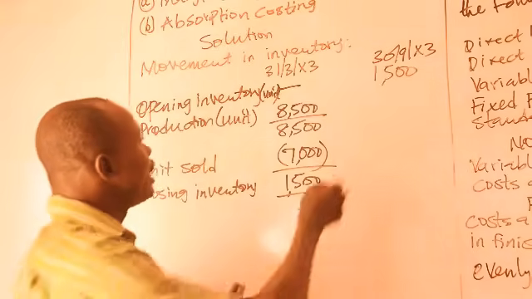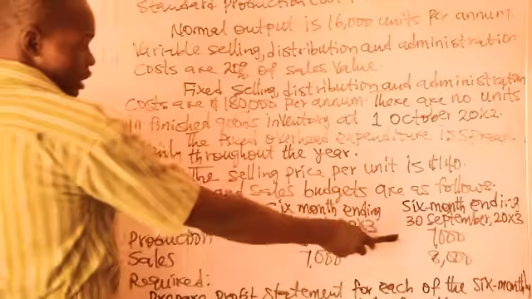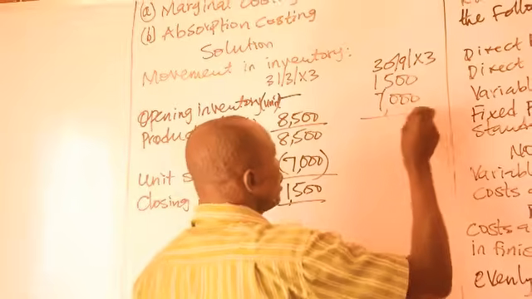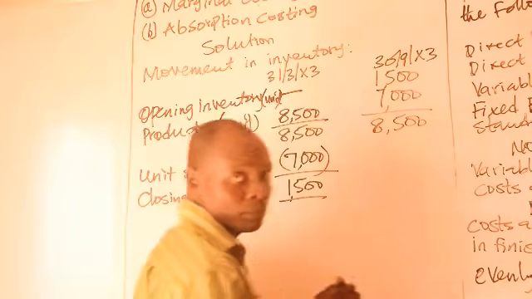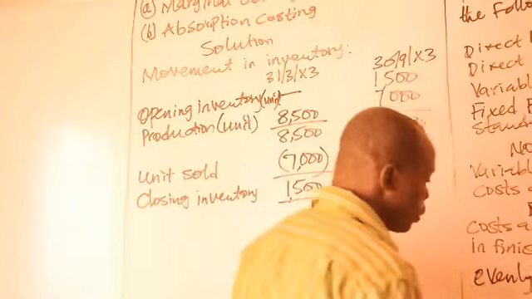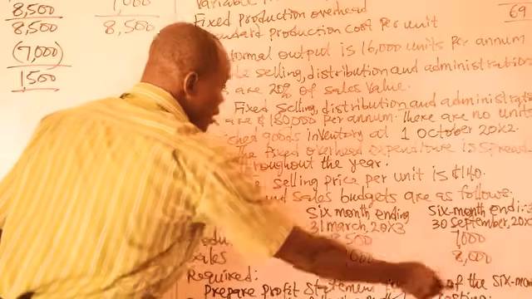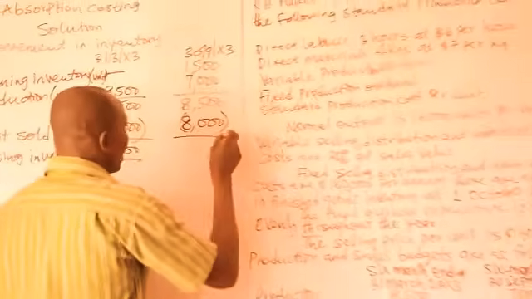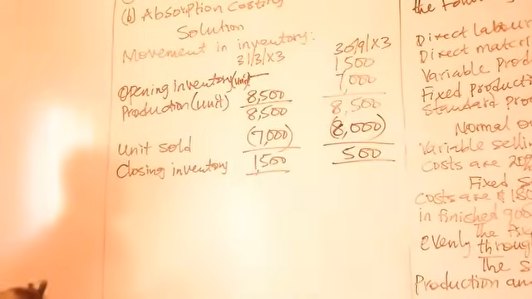In the second period ending 30th of September 2023, the number of units produced is 7,000 units, and the units sold is 8,000. So 7,000 units were produced. If you add it to the opening inventory, you'll have 8,500 units in stock. The number of units sold during this period is 8,000 units. When you subtract that 8,000, you'll have the closing inventory of 500 units.